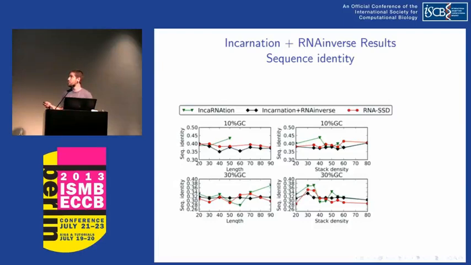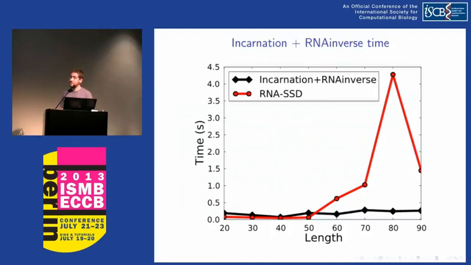And when you use our tool Incarnation plus RNA inverse around this 10% of GC content, what we can see is that we have a slightly better sequence identity than RNA SSD. And around 30% of GC content, it's pretty mixed between those two. So is there really an advantage of using our tool? Well, although we are pipelining it through RNA inverse, which is a cubic time algorithm, RNA SSD is also a cubic time algorithm, but the difference in time is just incredible.